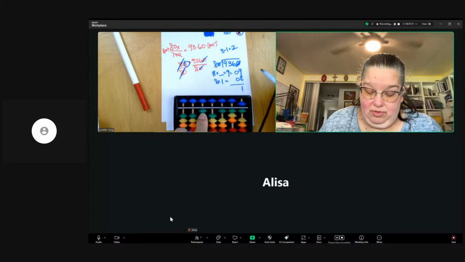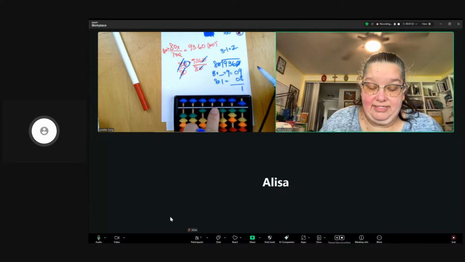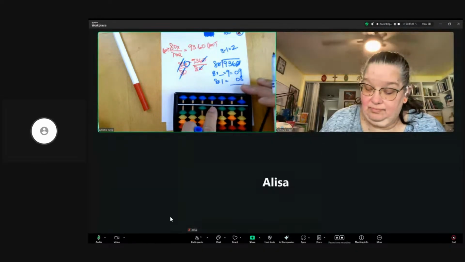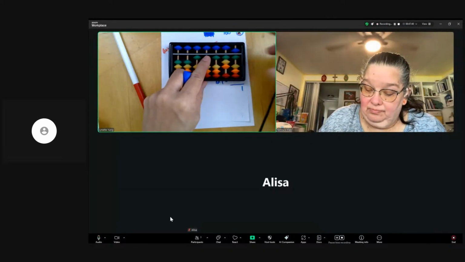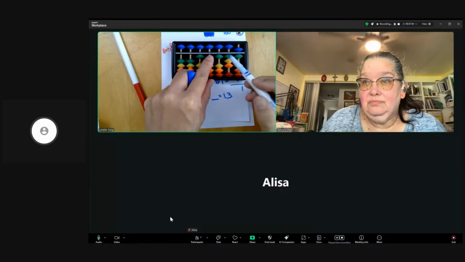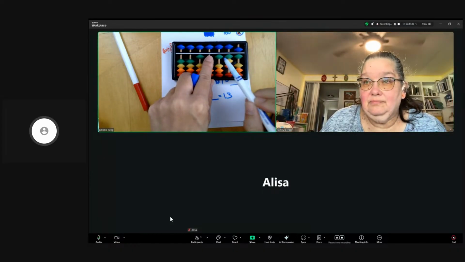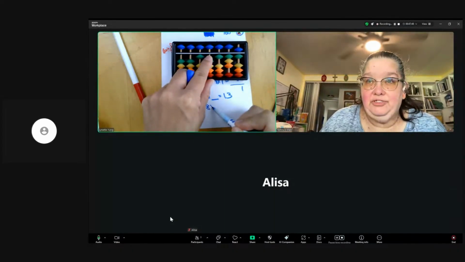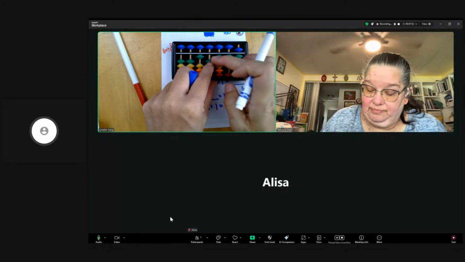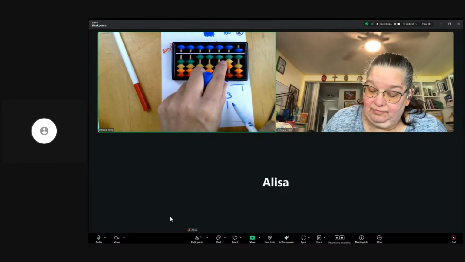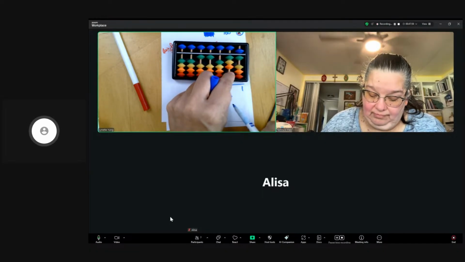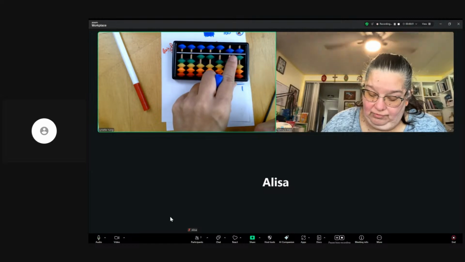8 times what is equal to 13 or less, right? Because you can't do 1. It's got to be 13. 8 times... Exactly. So I put the 1 here. That's my quotient. I take away 8. Take away 8 is minus the 10 plus the 2. So I plus the 2.